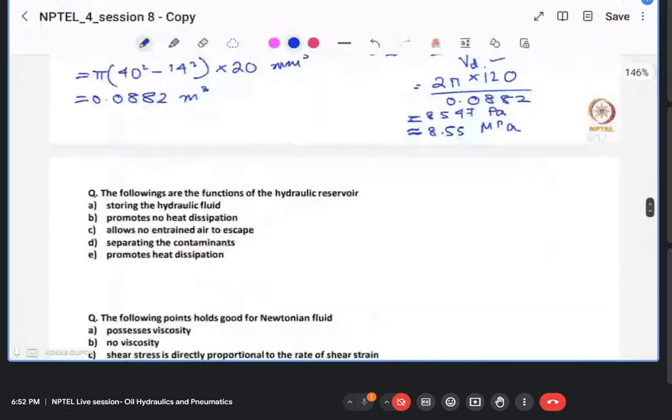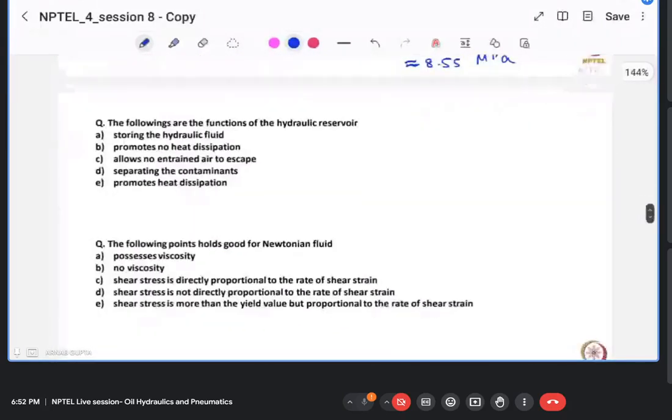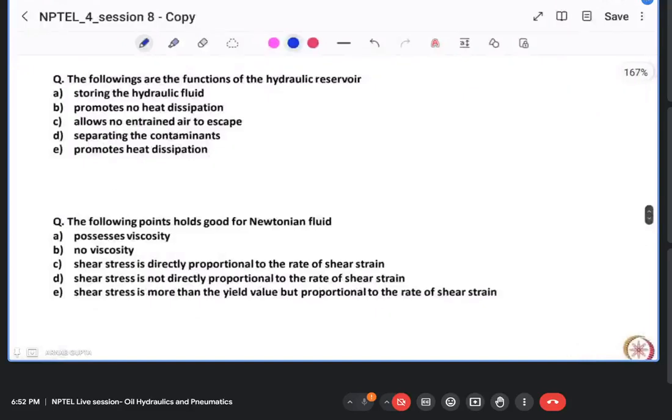Now, okay, let's get into some theoretical questions. Which of the following are the functions of hydraulic reservoir? I hope that you have gone through the videos, you have understood what is the role of hydraulic reservoir. It's not just a storage tank for the hydraulic fluid. It has multiple other functions also.